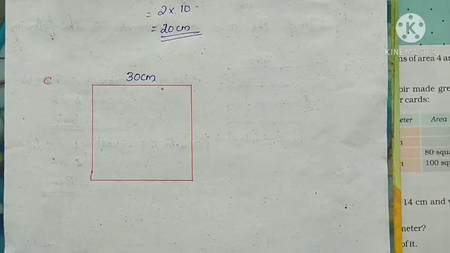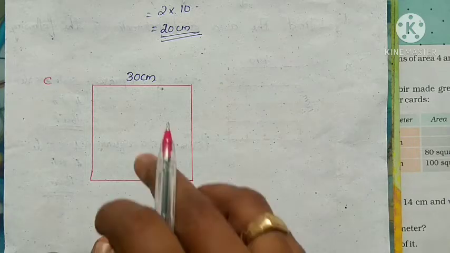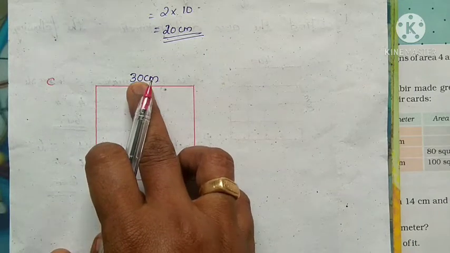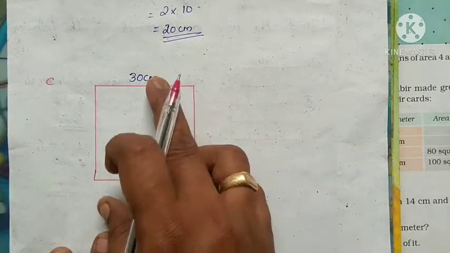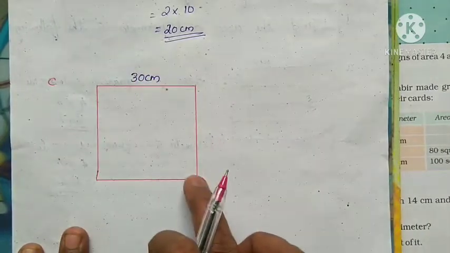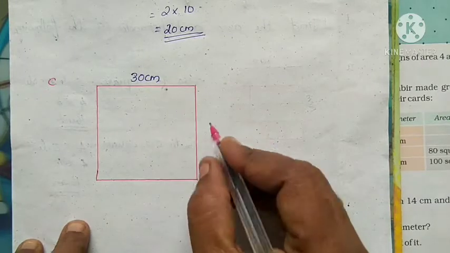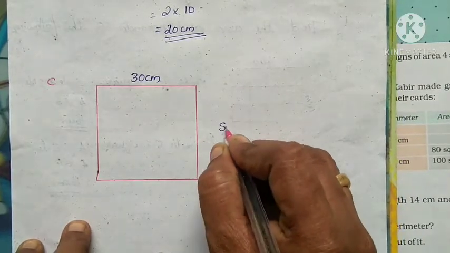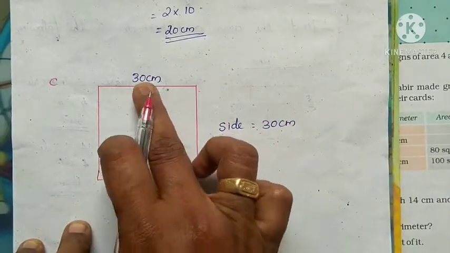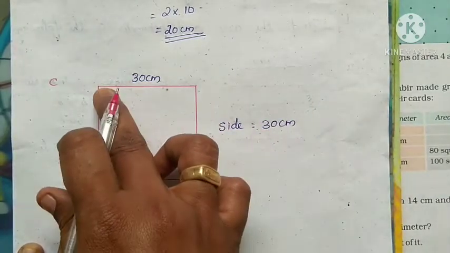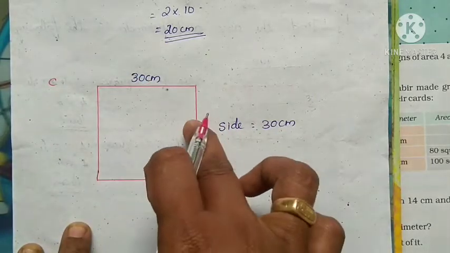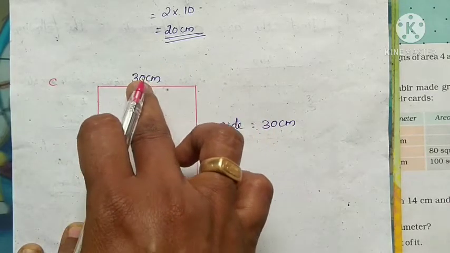This is another picture to find out the area and perimeter of the given picture. So this side is given as 30 centimeter. It's not an accurate measurement. It's given in the question. So the measurement of the side is already given in this question. Side is equal to 30 centimeter. But in this figure only one side is given, so it is a square. Understand? 4 sides are equal, so 30 here, 30 here, 30 here, 30 here. So that's why only one side is given.